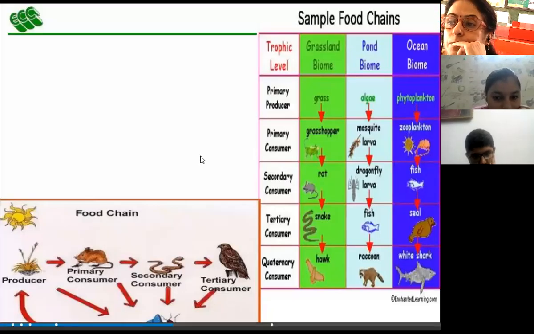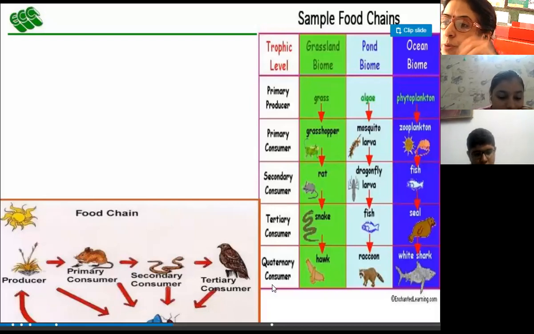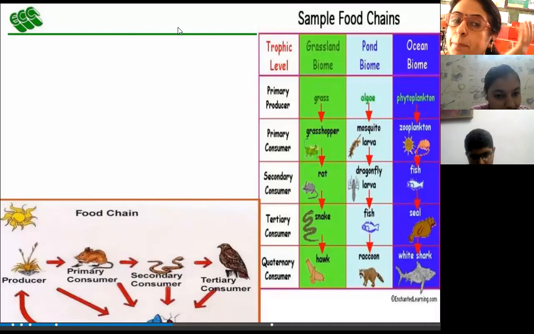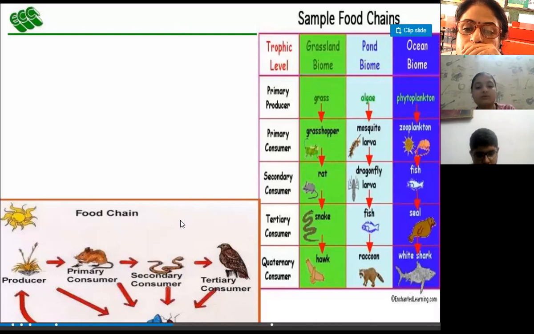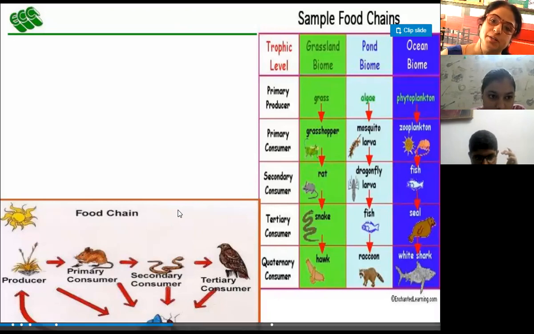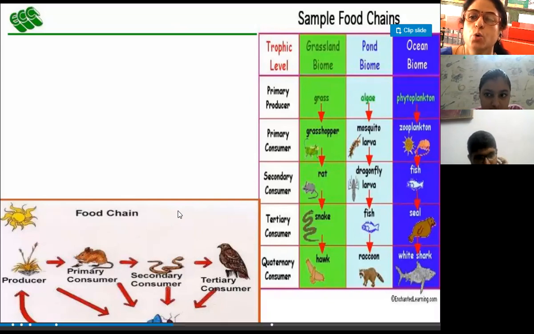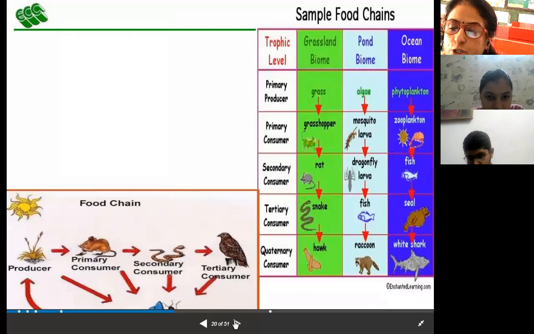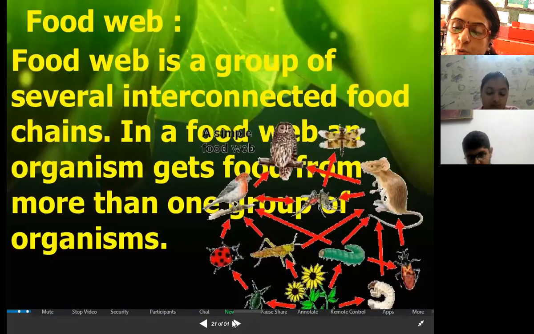Okay, food chain. What does a food chain show? I want an answer to this question: what does a food chain depict? Relation between producers and consumers. Okay, very good. In other words, we can say it shows who eats whom. In simple words, the food chain shows the relation of who eats whom.